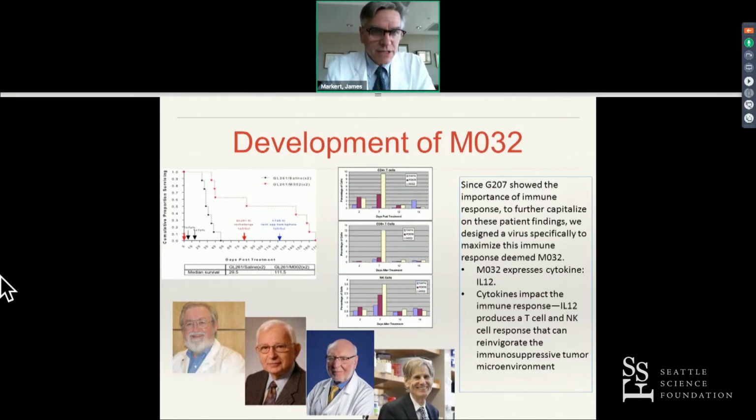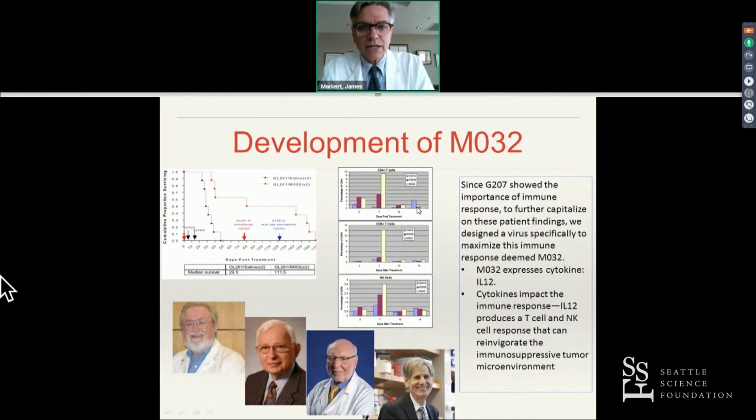Up here you can see an example of one murine model where we treated with saline alone, and then with the murine equivalent of M032, which is called M002. You can see there's a marked improvement in survival with this.